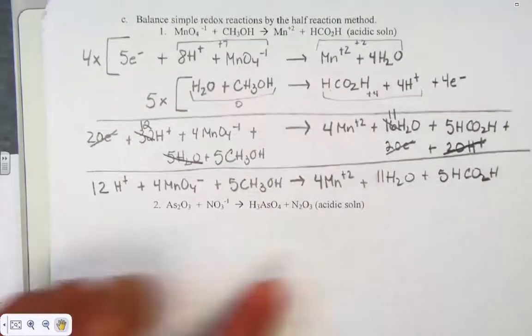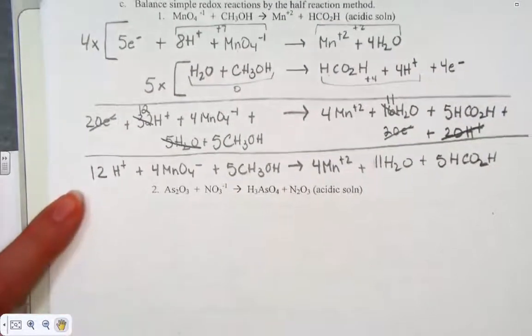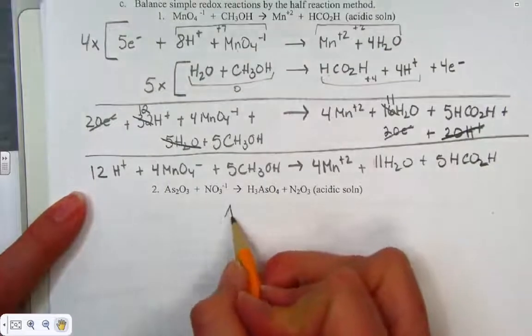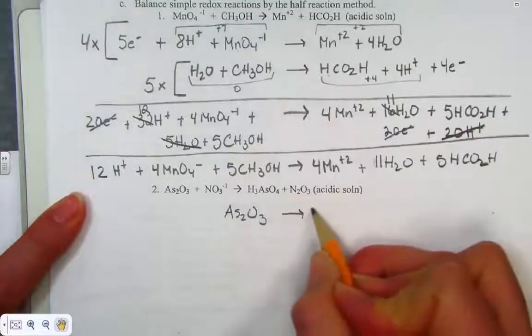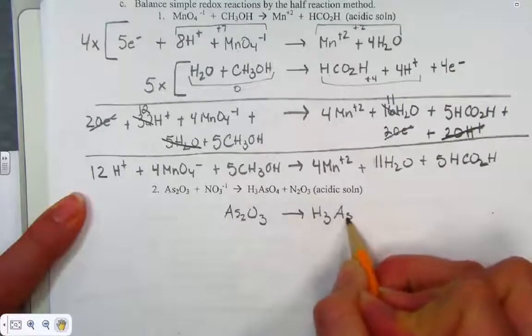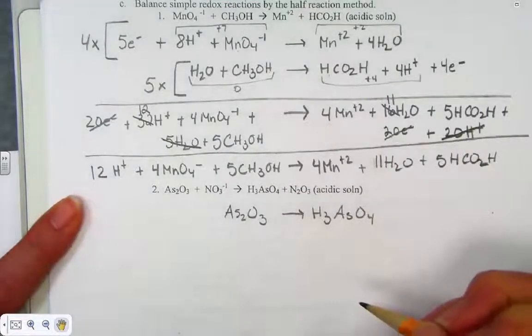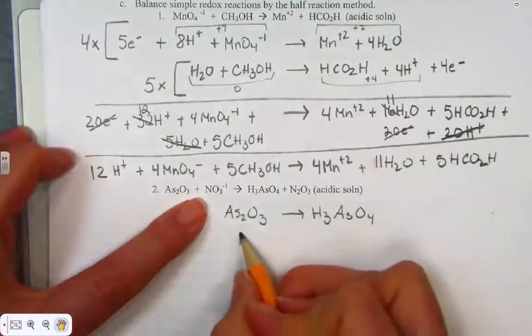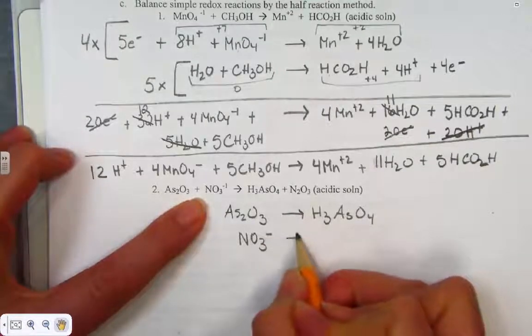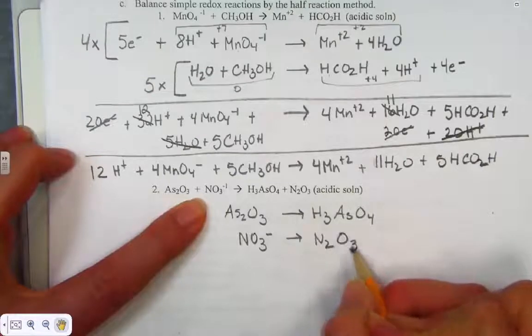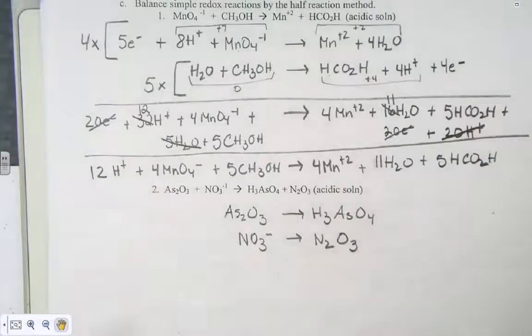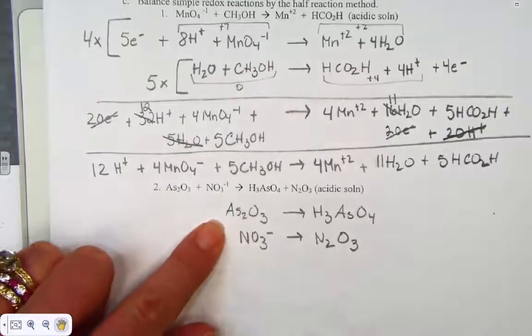Here's the second problem, still in an acidic solution. Dividing into two half reactions, As2O3 forms H3AsO4. Keep together the like elements. The nitrate ion goes to the molecular dinitrogen trioxide. We split into two halves.